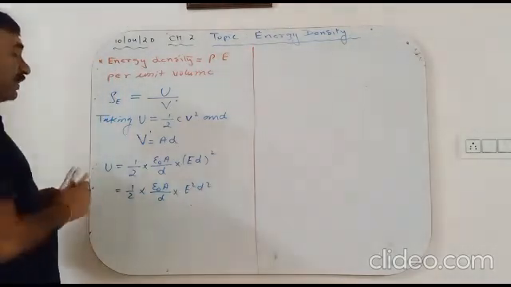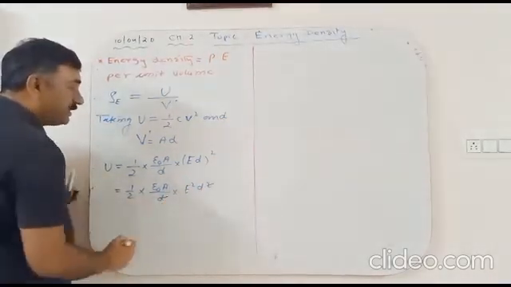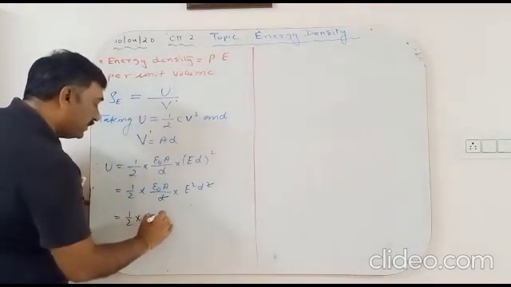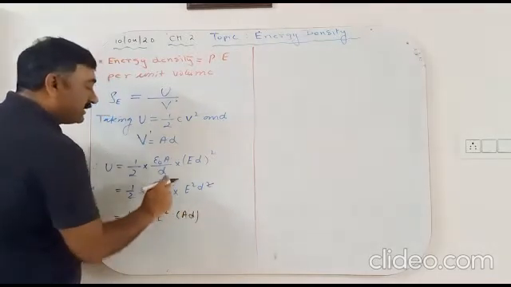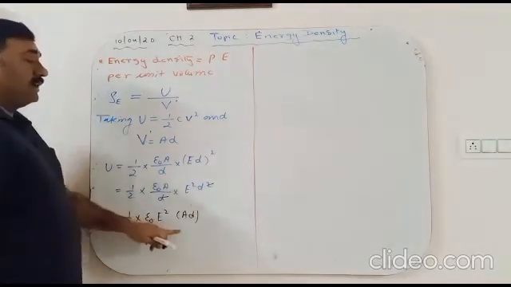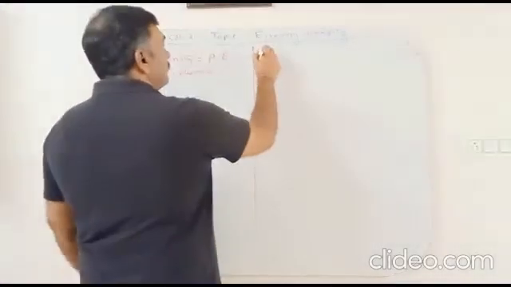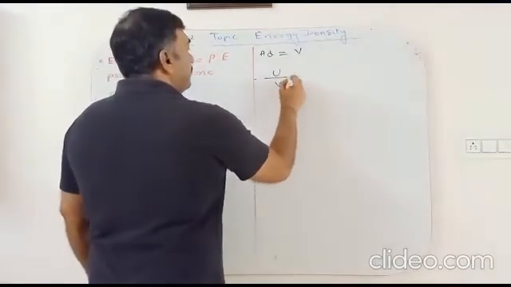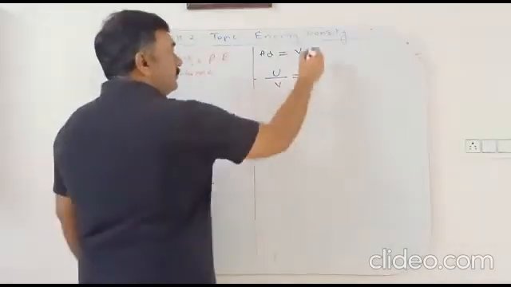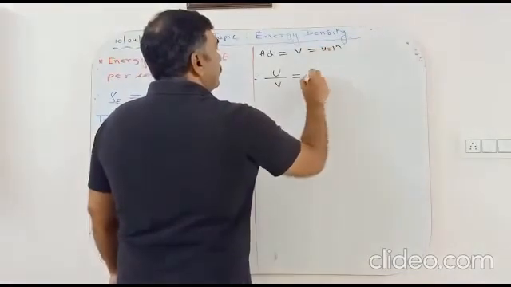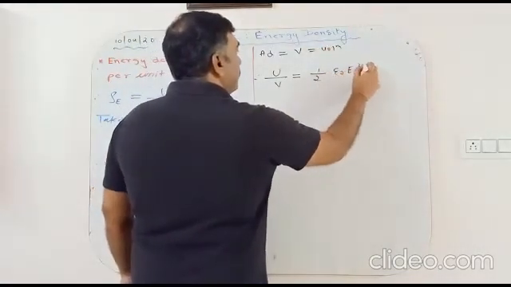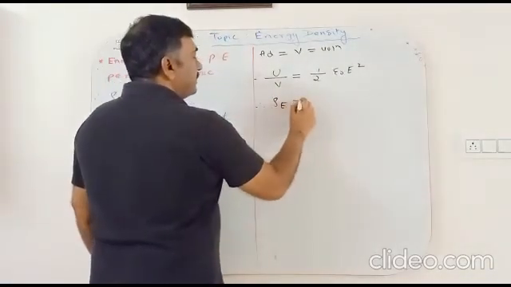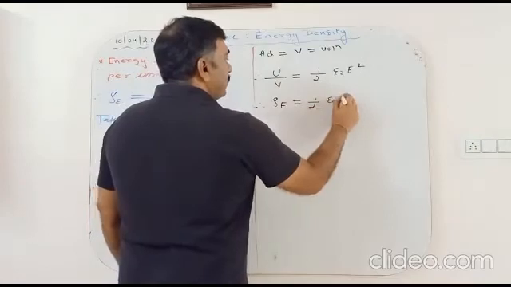तो ये कौन सा टर्म कैंसिल हो गया बेटा, यहां से देखो डी डी कैंसिल. नाउ वी कैन ऑल्सो राइट हाफ इंटू एप्सिलॉन 0 ई स्क्वायर, फिर एरिया मल्टीप्लाई बाय डिस्टेंस, और एरिया मल्टीप्लाई बाय डिस्टेंस इज द वॉल्यूम, AD is the volume. So therefore we can write U by V is equal to, this is the volume, become half epsilon 0 E square, and U by V is rho, so rho E energy density becomes half epsilon 0 E square.